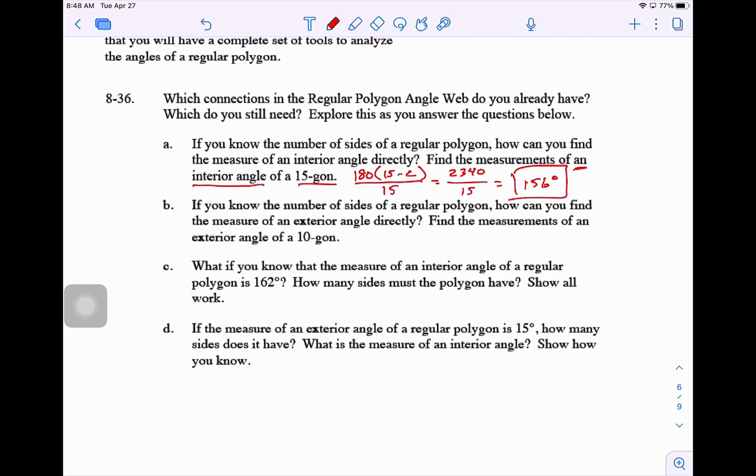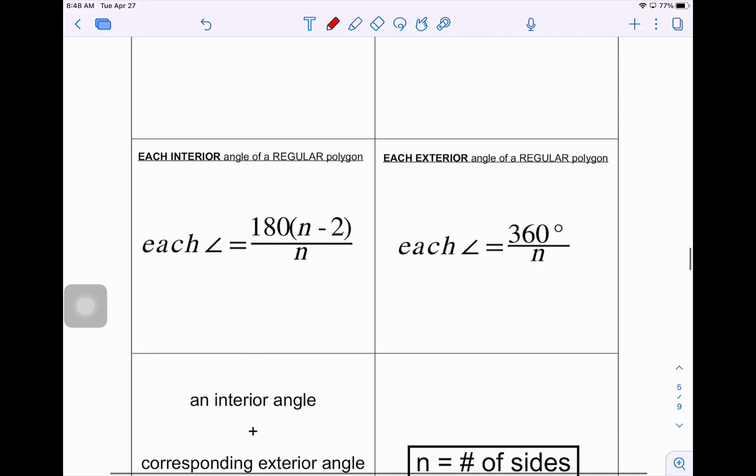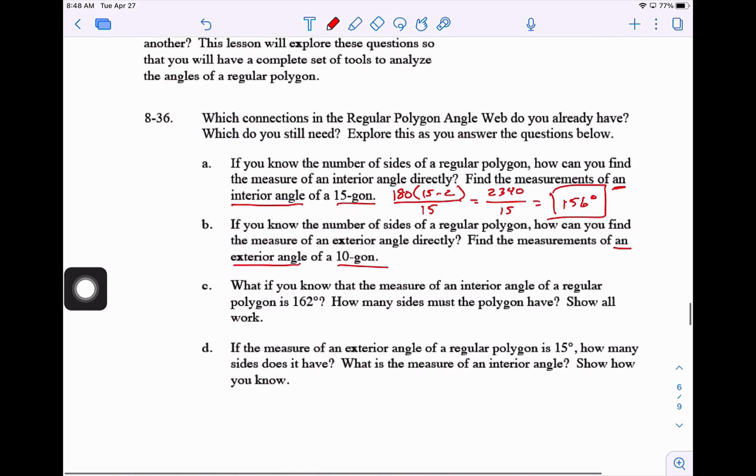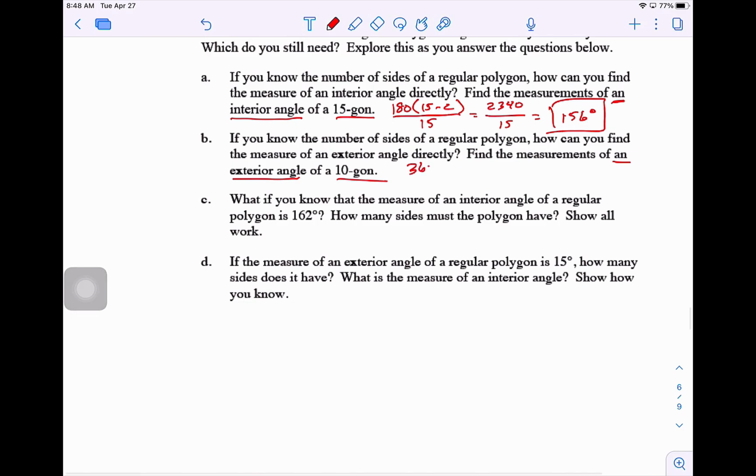Find the measure of an exterior angle of a 10-gon. That means we're talking about each exterior angle. Okay? One, not necessarily the sum, and we know the number of sides is 10. So we come back up and take a look at our toolkit. We're taking a look at this box right here: each exterior angle of a regular polygon. That's what I'm looking for. Knowing that I have 10 sides, we plug in 10 for n, and we get an answer. So in that one, 360 is the sum of all 10 exterior angles. We divide it equally amongst those 10, and therefore, each exterior angle is 36 degrees.